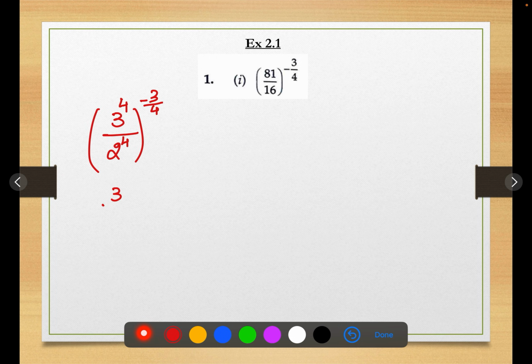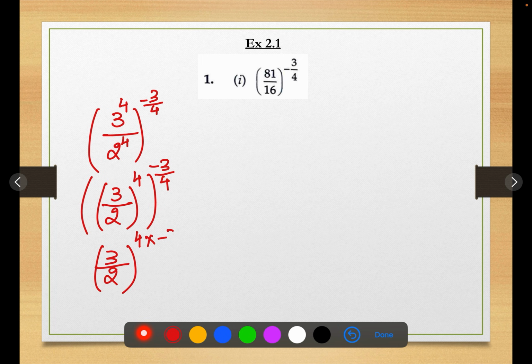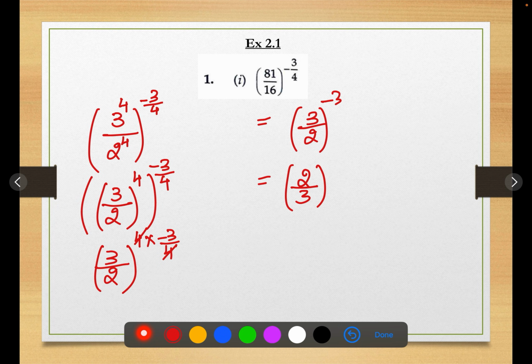Here, combining them will give me 3 upon 2 whole to the power 4 into minus 3 upon 4. As we have learnt, power to the power always gets multiplied. So, it is 4 into minus 3 upon 4. I can reduce 4 and 4 and I am left with 3 upon 2 to the power minus 3. I have a negative power. So, I will reciprocate the base and my power turns positive. Which is 2 into 2 into 2, 8. 3 into 3 into 3 is 27. This is my final answer.